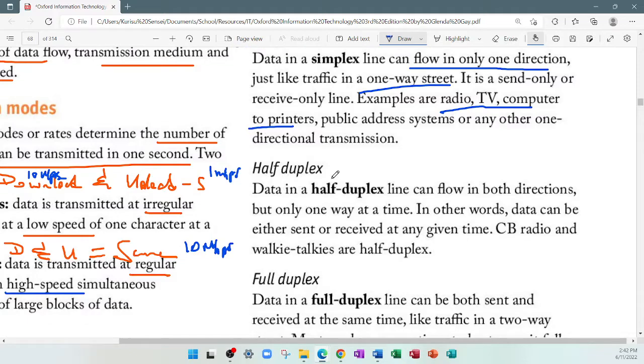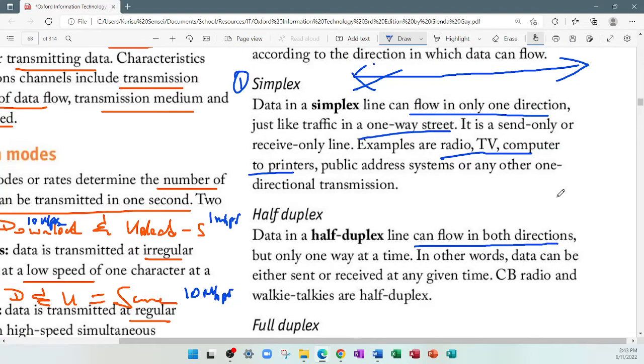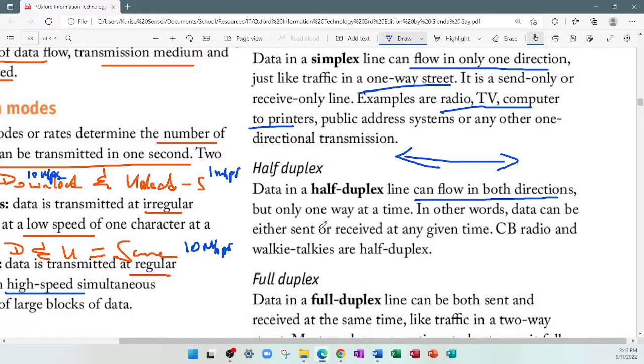Now half duplex, the data can flow in both directions. Now it can flow in both directions, so it can go both ways, but only one at a time. So for example, a walkie-talkie, that is a half duplex technology. You can speak, the person can speak back to you, but you cannot speak to them at the same time because the data won't flow at the same time.